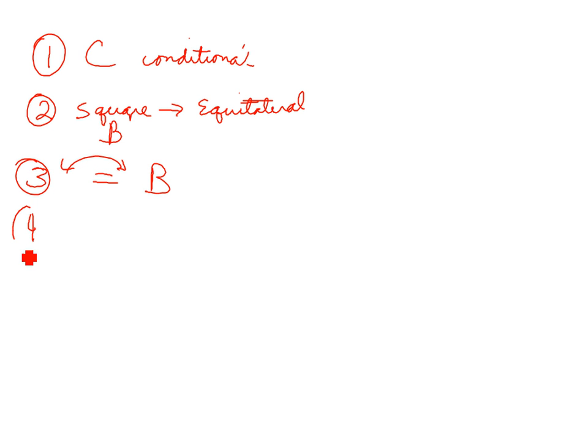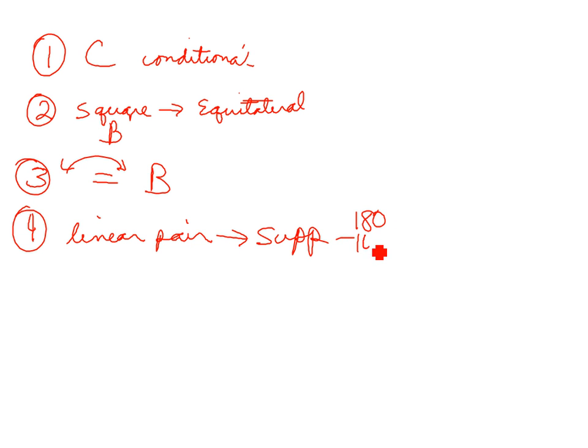Number 4 says angle 1 and angle 2 form a linear pair. If they're a linear pair, then we know that they are supplementary. So if these angles are supplementary, and they tell us angle 2 is 104 degrees, all we have to do is take 180 minus 104, you get 76 degrees. So angle 1 has to be 76 degrees, which is letter C.